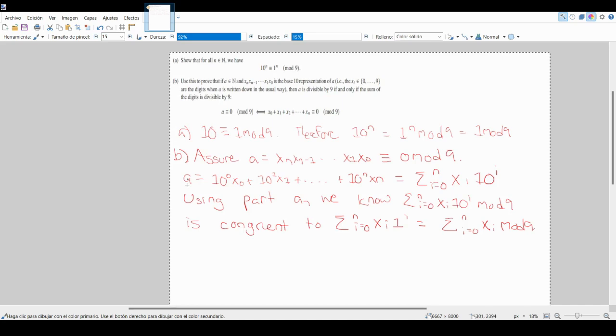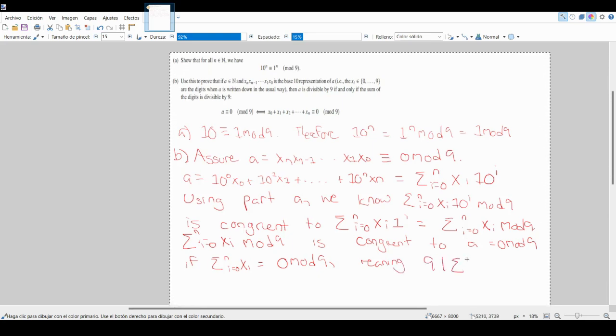Now, we know that the sum of xi mod 9 is congruent to A equals 0 mod 9 if the sum equals 0 mod 9, meaning 9 divides the sum of the individual digits. So we have proven one direction here.